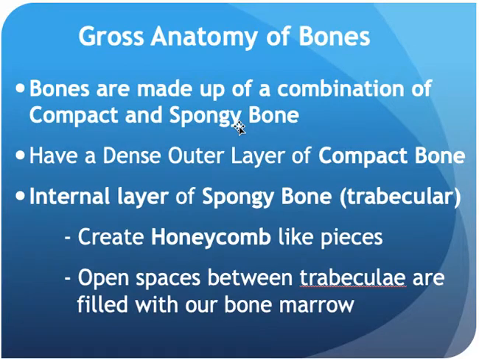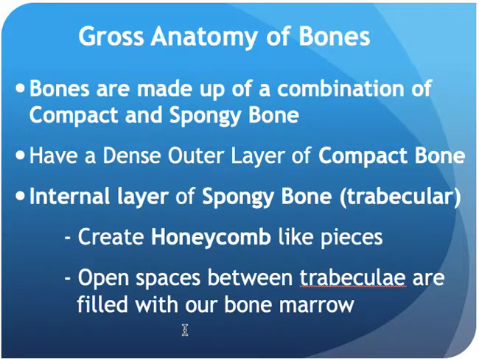Bones are made up of a combination of compact and spongy bone. They have a dense outer layer of compact bone, okay, and then they have this inner layer of spongy bone, and this is going to be your trabecula. So the inner spongy bone, we're going to create these honeycomb-like pieces. If we were in the lab, we have some bones that are actually cut up, and you guys could see the trabecular bone really good. But we're going to create all these open spaces between the trabecula, and then we're going to be able to fill those up with our bone marrow.